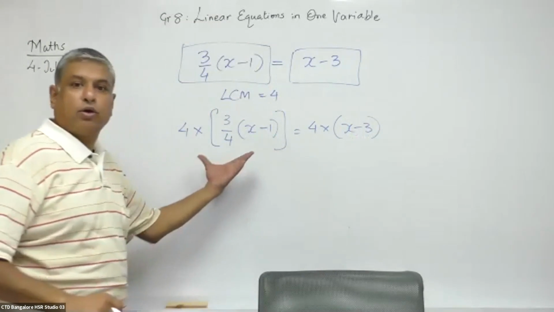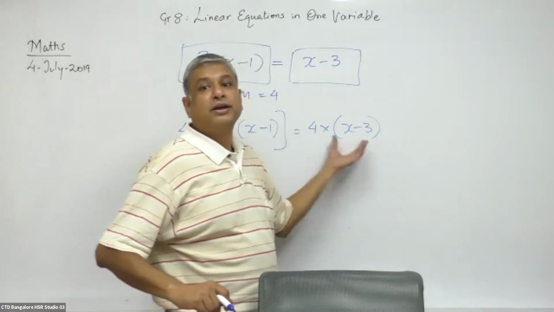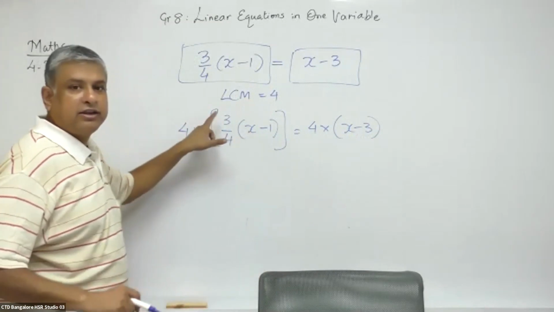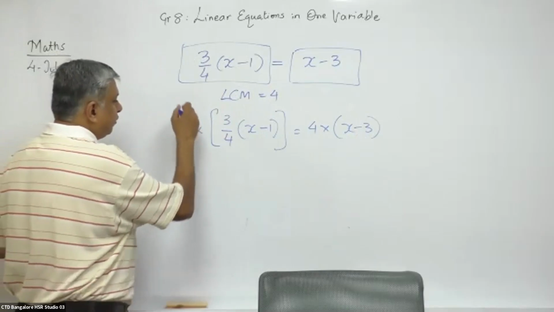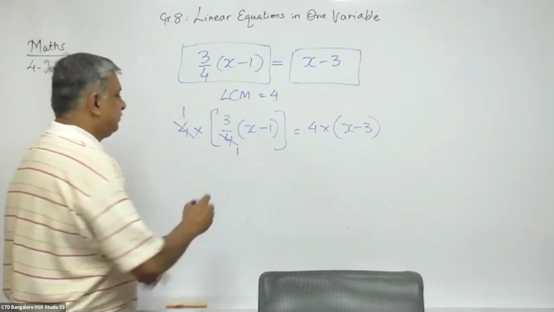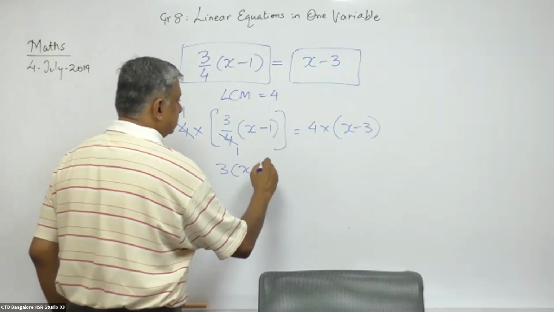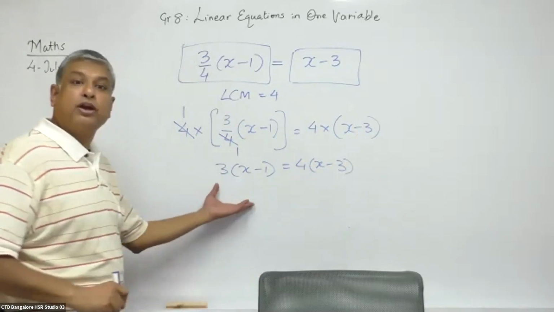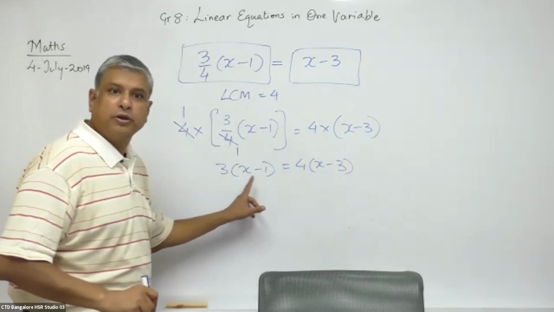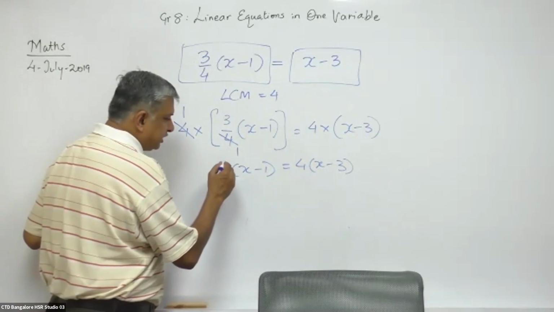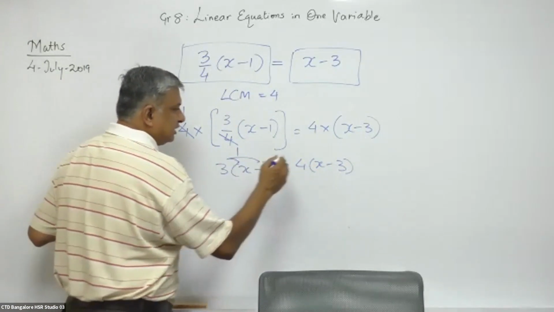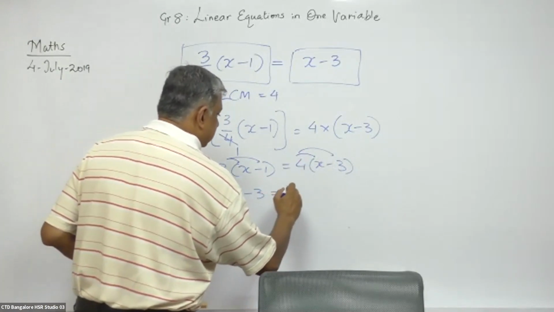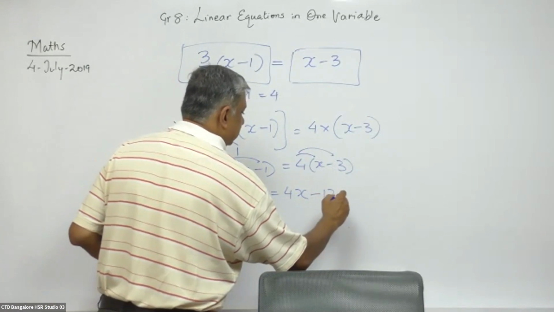So now can you see whole of left hand side, whole of right hand side. That is a very common mistake by students. So now when you open the bracket, 3 by 4 into 4, 4 ones are 4, so this is left as 3 into (x minus 1). And this is 4 into (x minus 3). Now it is very simple. We can open the bracket. You know how to open the brackets, right? Distributive law. Whatever is outside the bracket is going to multiply this and this. Likewise, this and this. So this will become 3x minus 3 equals 4x minus 12.